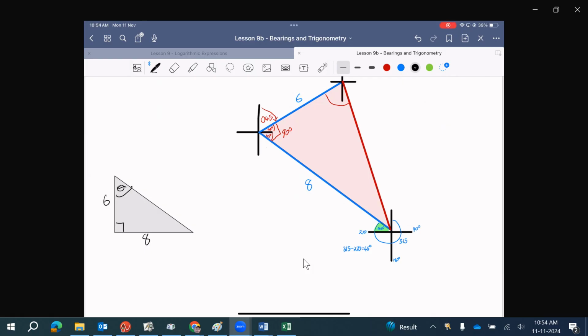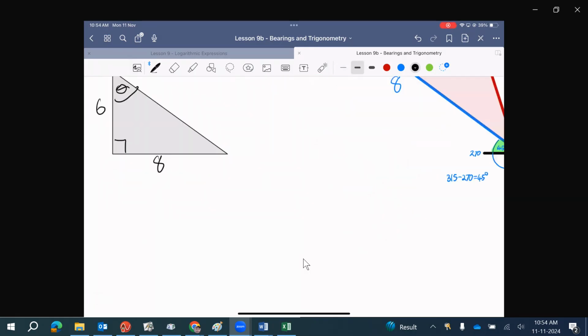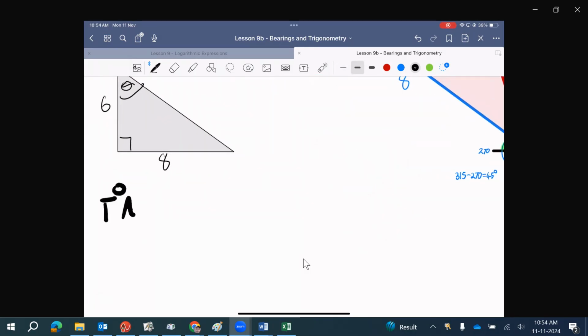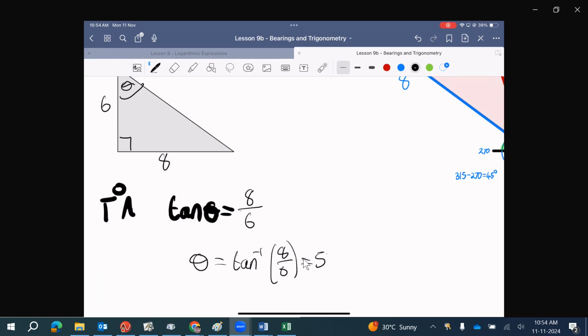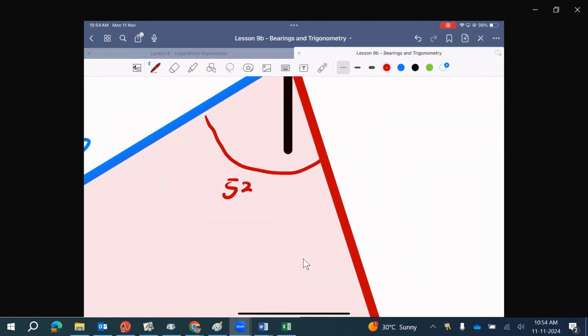SOHCAHTOA. So Skander says that we can use inverse tan. He's correct. What he means on this one is we're going to use SOHCAHTOA. So there's TOA. It tells us that the tangent of the angle is equal to the opposite over the adjacent. So theta, he said inverse tan. So tan inverse of 8 over 6 will give us 53.1 degrees. So now we've got this angle here as 53.1.